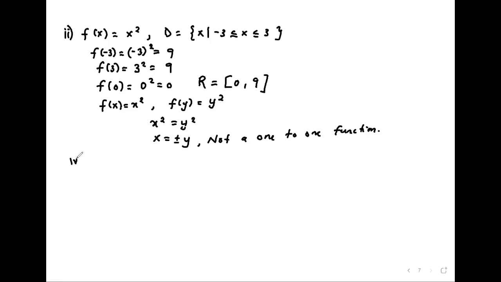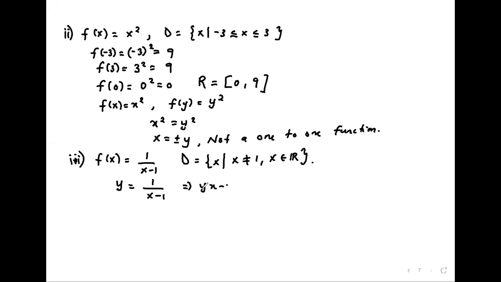Let's see the fourth one. So it was written as the fourth: 1 over x minus 1. The domain given is x such that x is not equal to 1, but x is a real number. What is the range? To get the range of such a function, where the domain is every real number apart from where the function fails to be defined, we solve for the inverse.